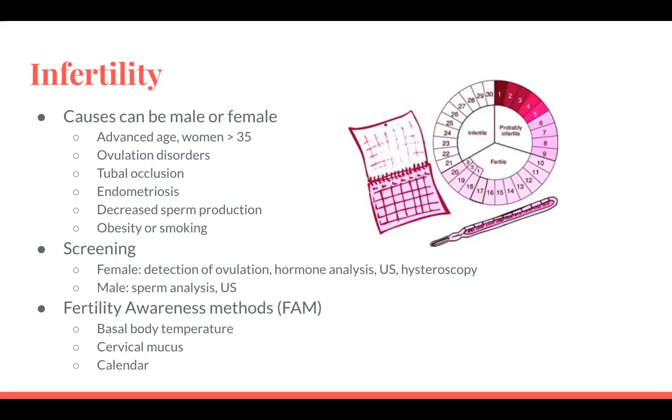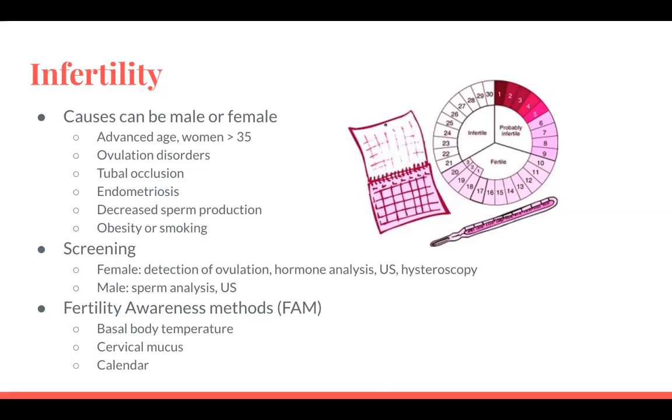Male causes: hypospadias, that's where the hole for the urethra is lower than where it needs to be, or low testosterone. And then screening, you want to do detection of ovulation. You want to look at their cycle, their hormone analysis, and then ultrasound, hysteroscopy. We want to look at that uterus. And then for males, we could have the sperm analysis and also the ultrasound.